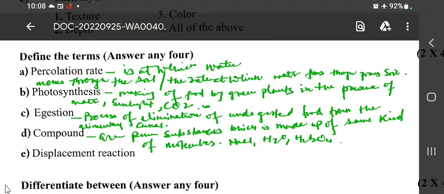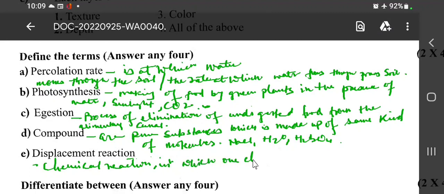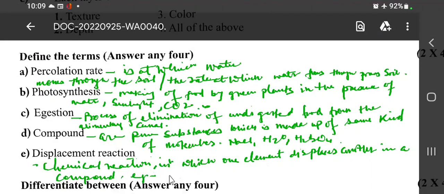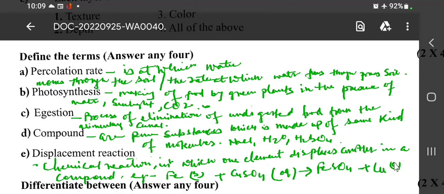Displacement reaction. Now what is a displacement reaction? It is a chemical reaction in which one element displaces another in a compound. Example: iron reacts with copper sulfate (aqueous). Copper is replaced by iron and copper is left. So if you have answered in this way, you will get all 8 marks for this.